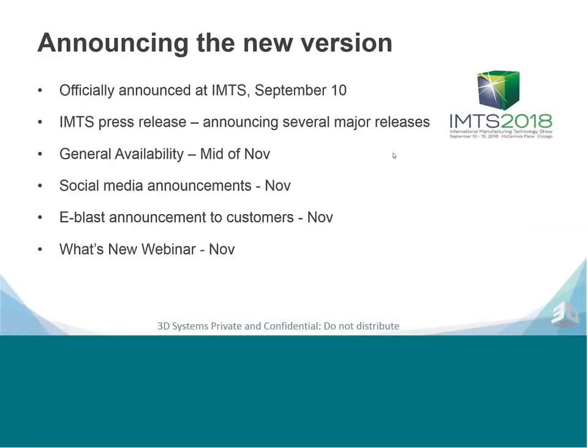All right, first, the official announcement is going to happen at IMTS, and for those that aren't familiar with it, it's going to be on September 10th when we'll make that public official announcement to everyone. Again, this webinar is for partners and internal members only, so it's kind of confidential, but on September 10th, you'll be able to openly talk about it. During that time, of course, we'll have press releases announcing not only the DesignX release, but also several other major releases. The release or general availability of DesignX 2019 can be expected around mid-November.